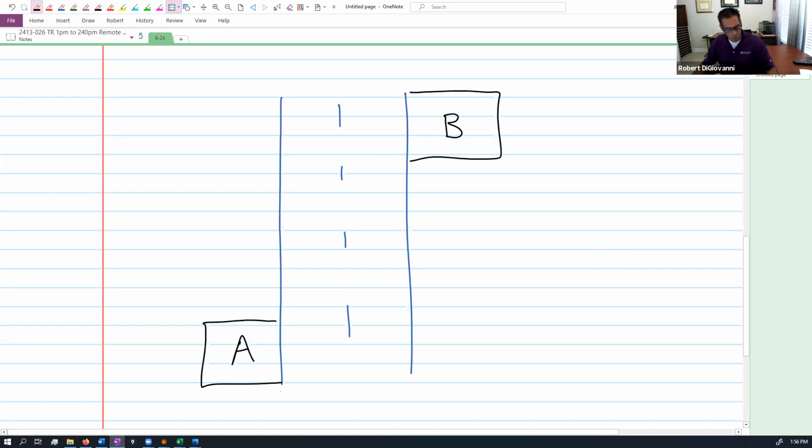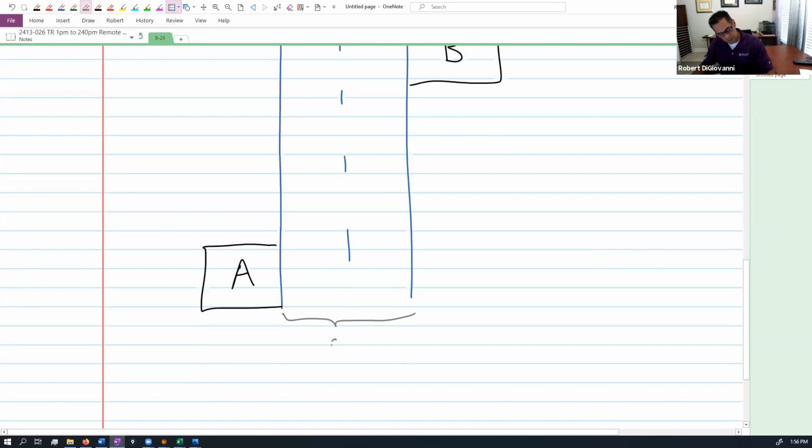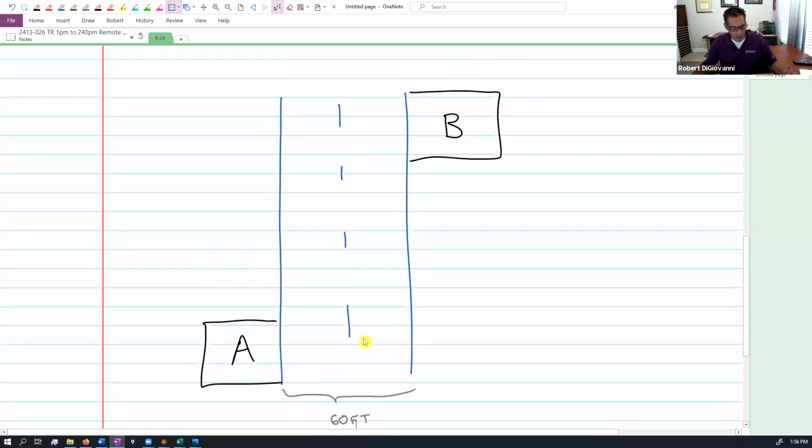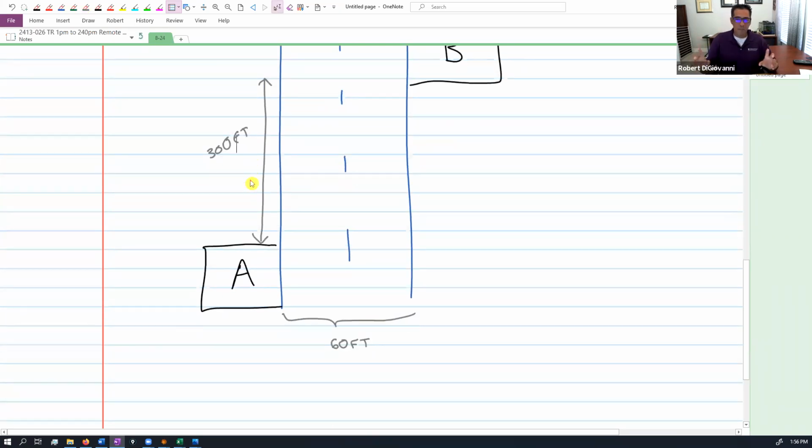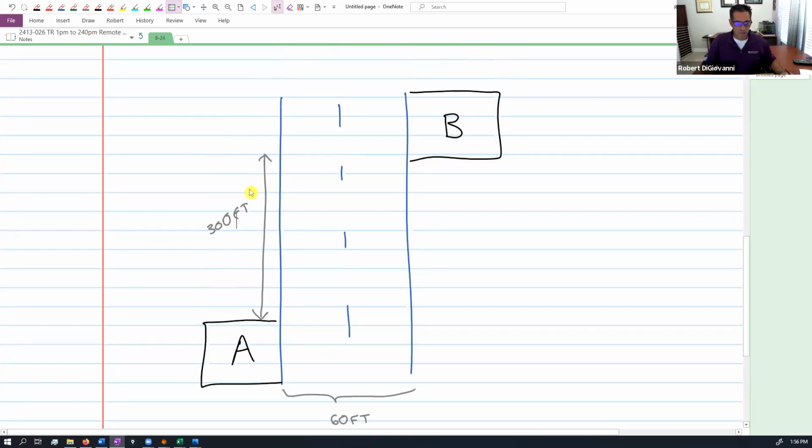Let's say that the roadway is 60 feet wide. Okay, so it might be more than 2 lanes, a couple lanes, 60 feet wide. And let's say that the buildings are, I don't know, 300 feet down the road from one another, okay? So the roads are 60 feet apart, 300 feet down. Go with me?